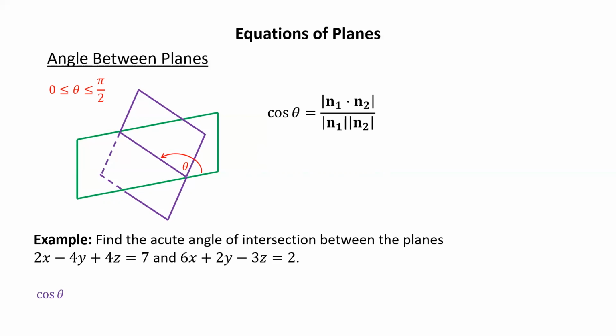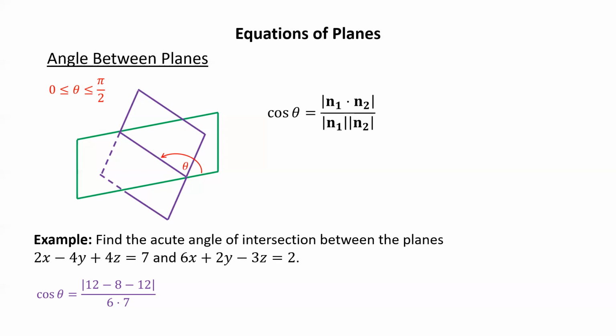Okay, so the cosine of theta is, on the top, we take the absolute value of the dot product of the two vectors. So 2 times 6 is 12, negative 4 times 2 is negative 8, 4 times negative 3 is negative 12. And on the bottom, we take the product of the two lengths. The first length is the square root of 4 plus 16 plus 16, which is root 36 or 6. And the second length is the square root of 36 plus 4 plus 9, which is the square root of 49 or 7.